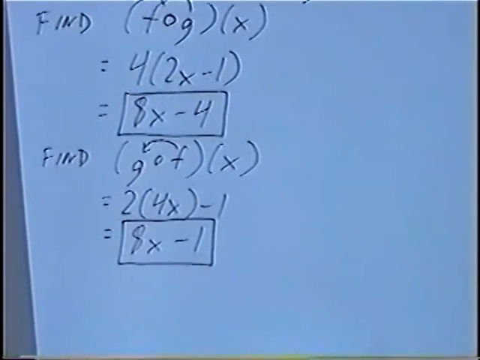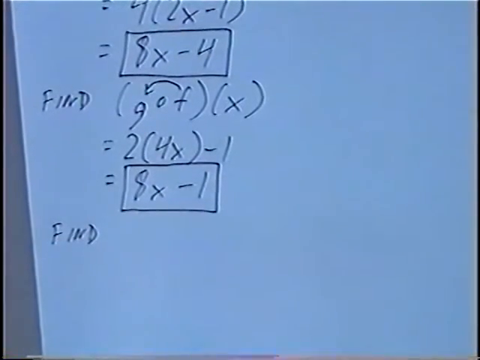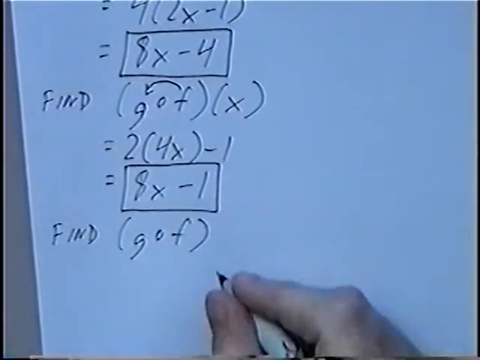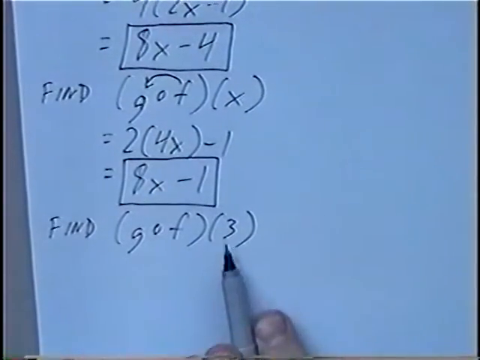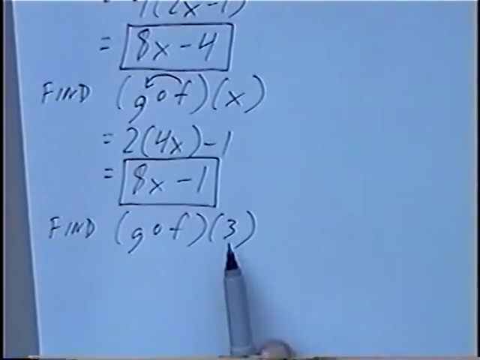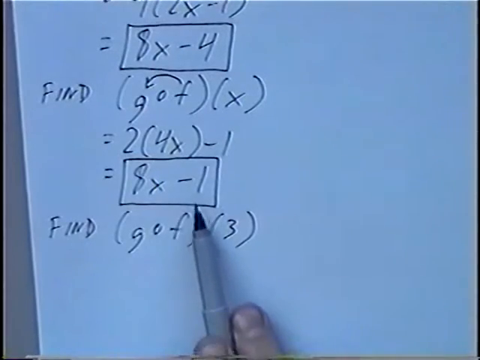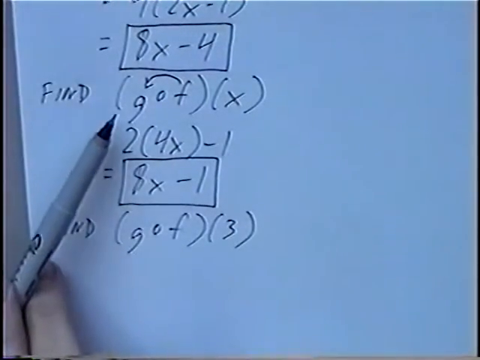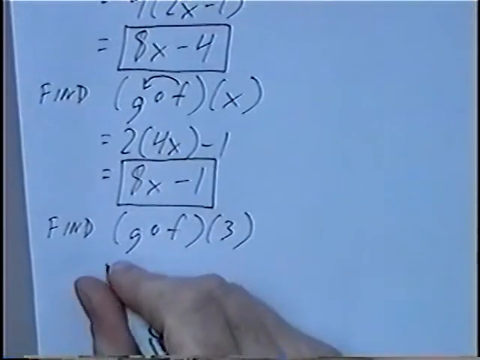And last question for the section. Find the composition g composition f of 3. To solve this problem, since we have a number 3, we can either take the 3 and plug that into the f value, which will give us a number, and plug that number into the g value, which will give us our final answer. Or, since we also did the g composition of f in the previous problem, we can plug the 3 into 8x minus 1.